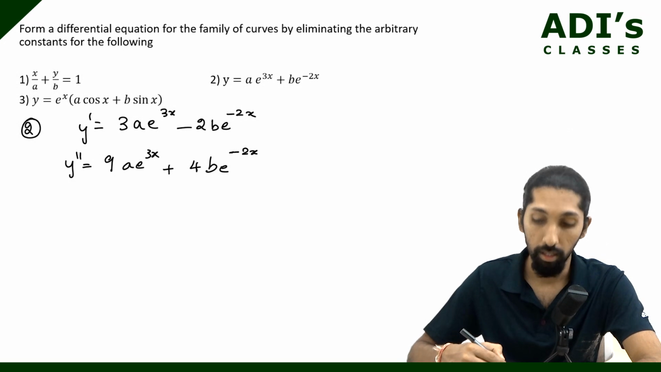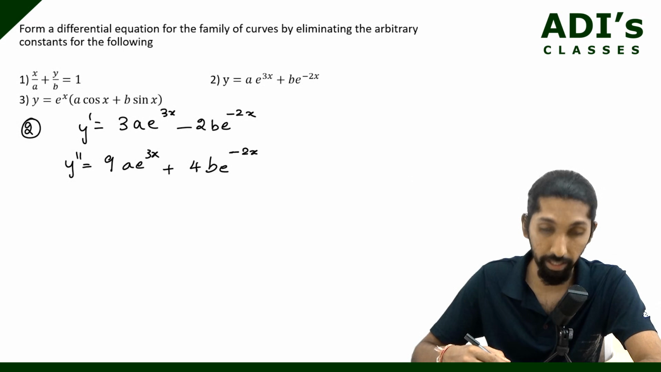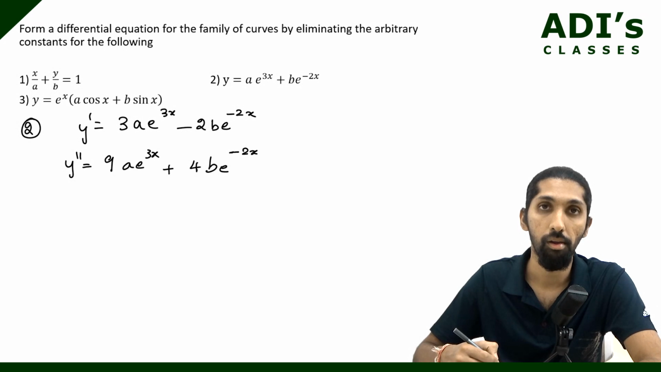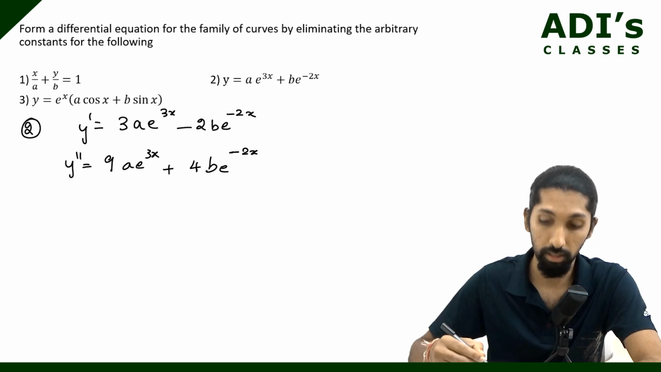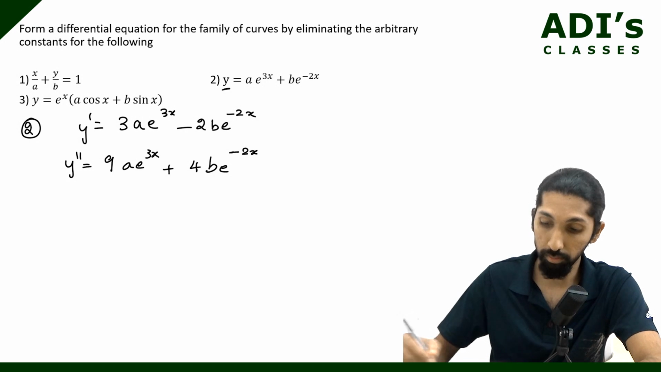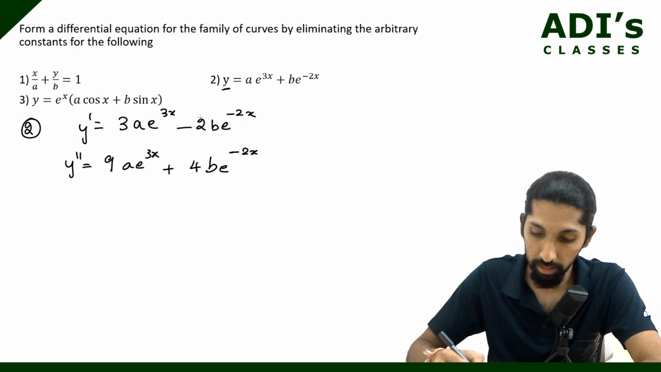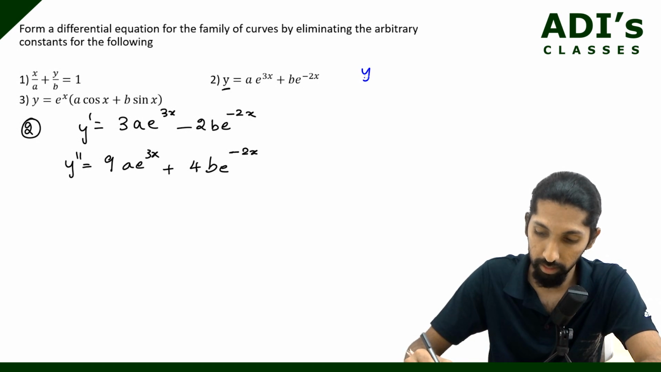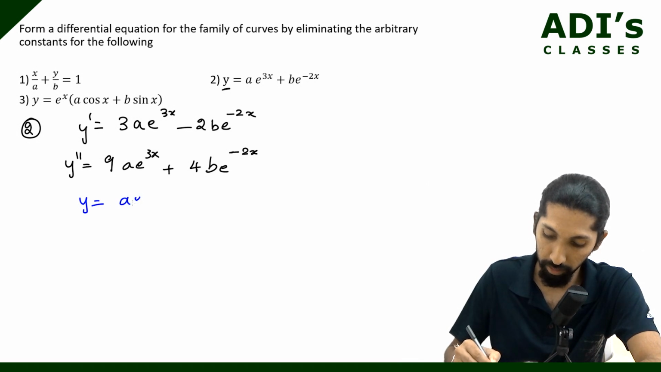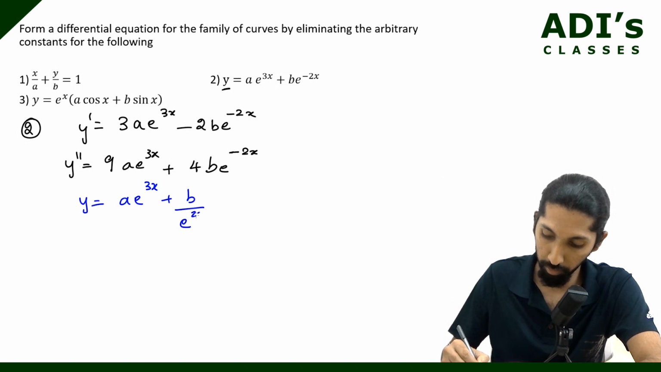Correct? Now, see, some way or the other we need to get rid of that a and b. But y dash and y double dash are of no use for us because we are getting the same thing. What we can use is the value of y, right? So what do we do? Here you have this one, correct? You can take this as y is equal to a into e to the power of 3x plus b by e to the power of 2x, correct?